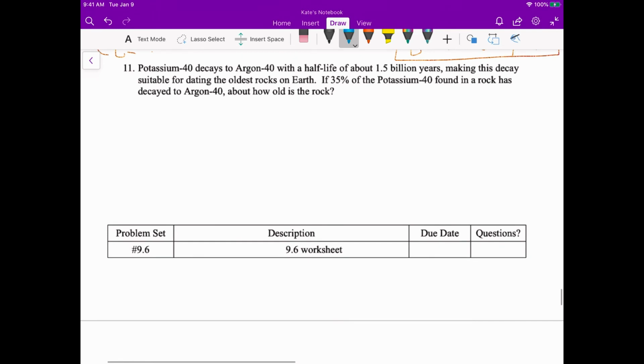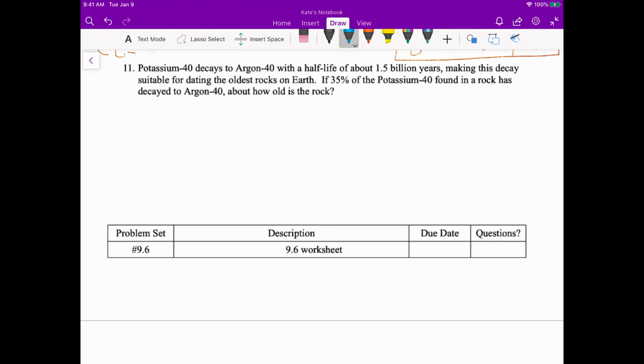All right, last example, looking at number 11. Number 11 says potassium-40 decays to argon-40 with a half-life of about 1.5 billion years, making this decay suitable for dating the oldest rocks on Earth. If 35% of the potassium-40 found in a rock has decayed to argon-40, about how old is the rock?